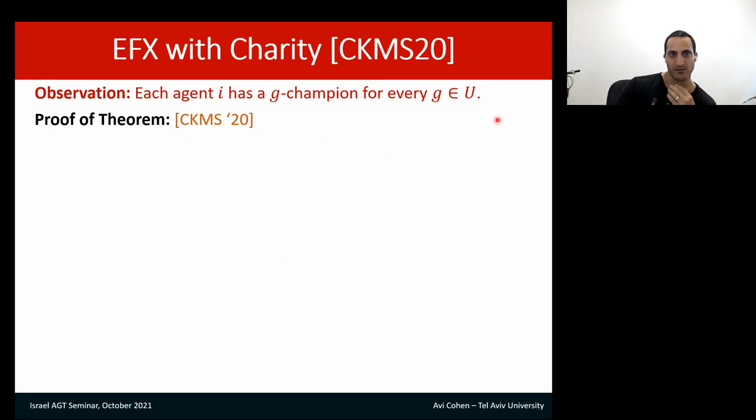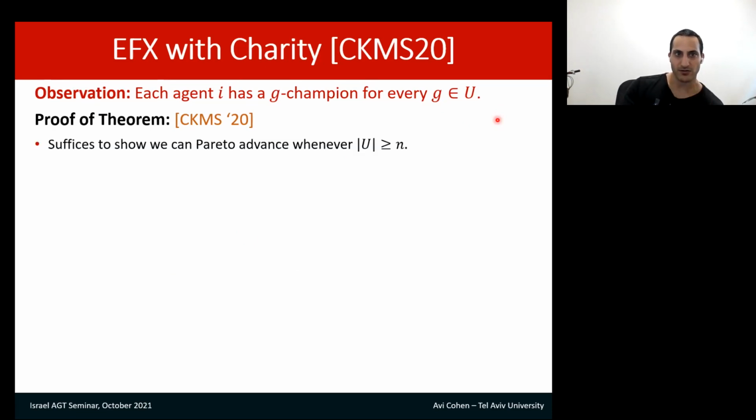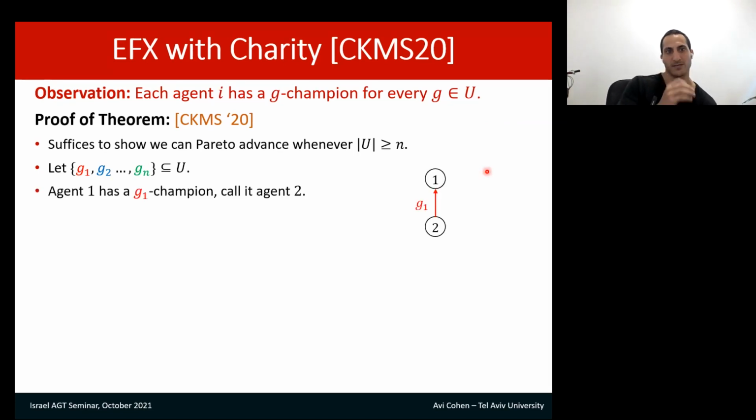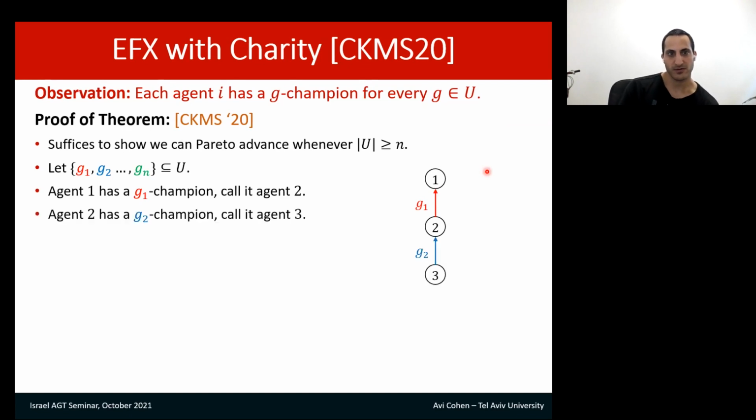We're proving the theorem from SODA 20 of the n-1 goods. It suffices to show that we can Pareto advance whenever there are at least n unallocated goods, by our general proof structure. So let g1 to gn be a set of n unallocated goods. By the observation, agent 1 has a g1 champion, call it agent 2. Agent 2 has a g2 champion, call it agent 3.